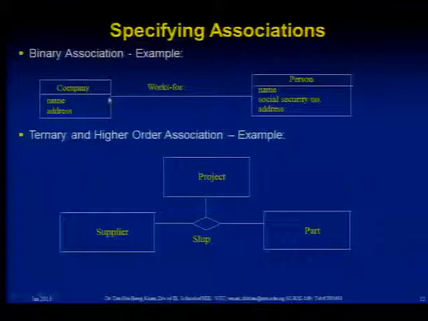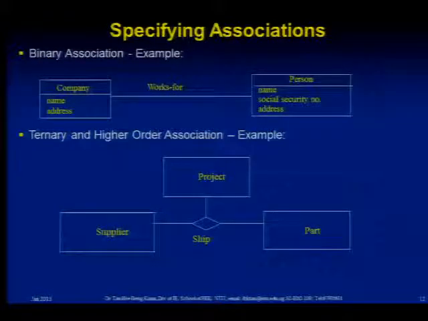For binary association, we just represent it as a line connecting the associated classes. So this is a notation. This line is a notation to specify a binary association associating two classes, company and person. And the name of the association is written in the center along the line.